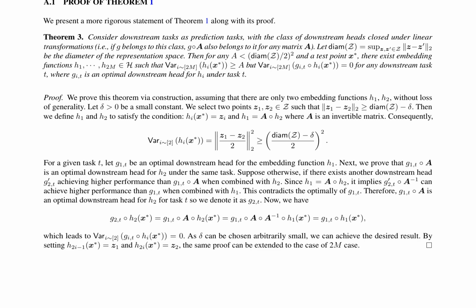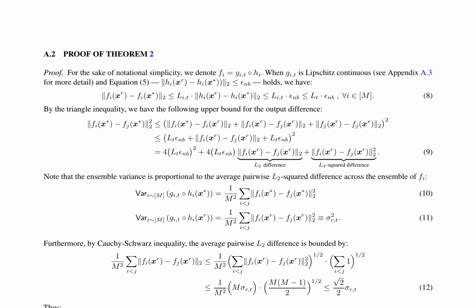To prove these theorems, the authors employ a graphical visualization of the sketch for the proof of Theorem 2, illustrating the key idea that the predictions on a test point using different embedding functions should be similar due to the Lipschitz continuity of the downstream predictors. The authors also detail the proof of Theorem 1, which involves constructing 2 points in the representation space and utilizing the Cauchy-Schwarz inequality to derive the desired bound.